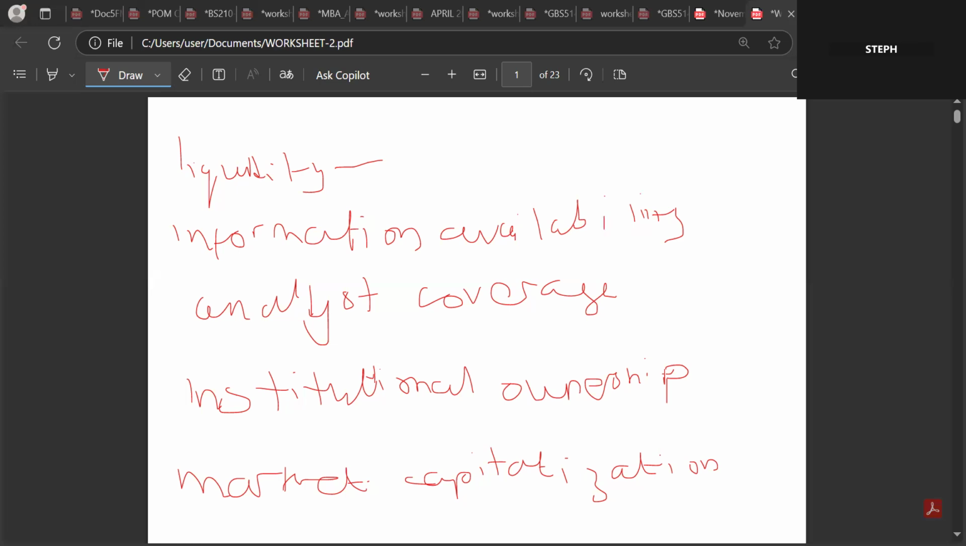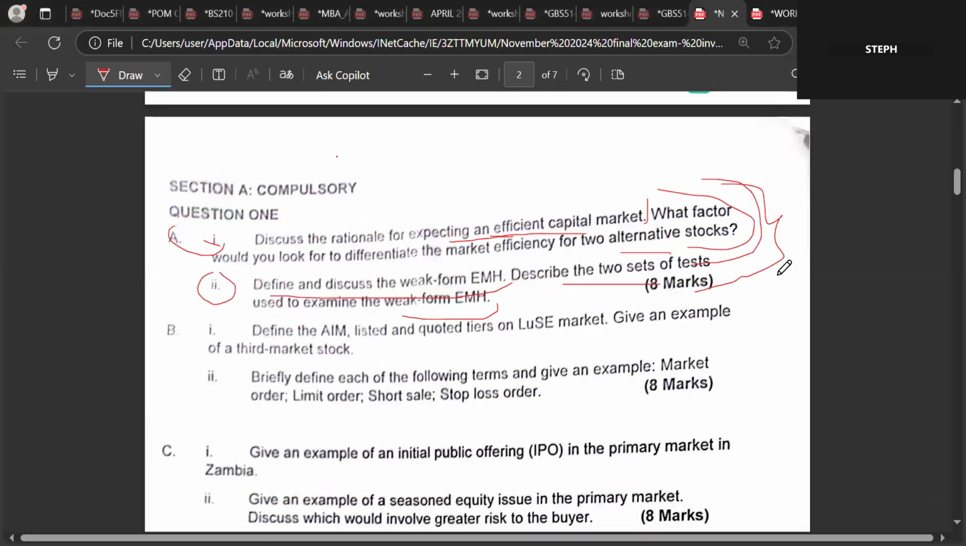The other factor here is market capitalization. So stocks with a larger capitalization are generally more efficient than smaller cap stocks because they are more visible to the public and they are better studied for scrutiny. That's how we tackle the first part of this question, part A. Now, part B says define and discuss the weak form EMH.